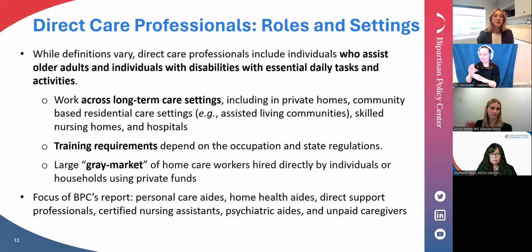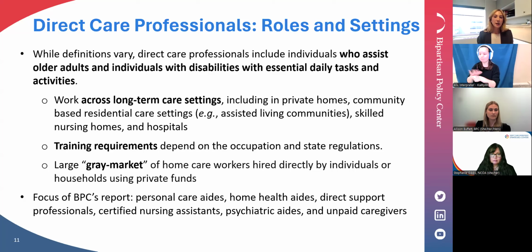So now let's start with some level setting and terminology. The term direct care workforce is a broad term that includes a range of direct care occupations that all use many different titles. One thing these occupations all have in common, however, is that they generally include individuals who assist older adults and individuals with disabilities with essential daily tasks and activities, such as getting out of bed, bathing, or medication management. These occupations also work across long-term care settings, including in private homes, in community-based residential care settings, such as an assisted living community, in skilled nursing homes, hospitals, or other settings.